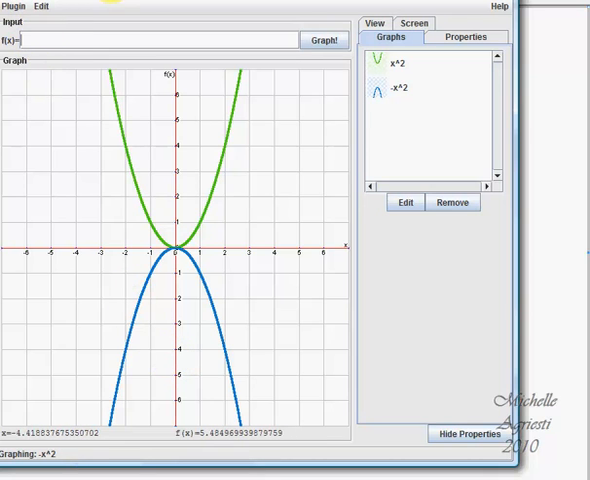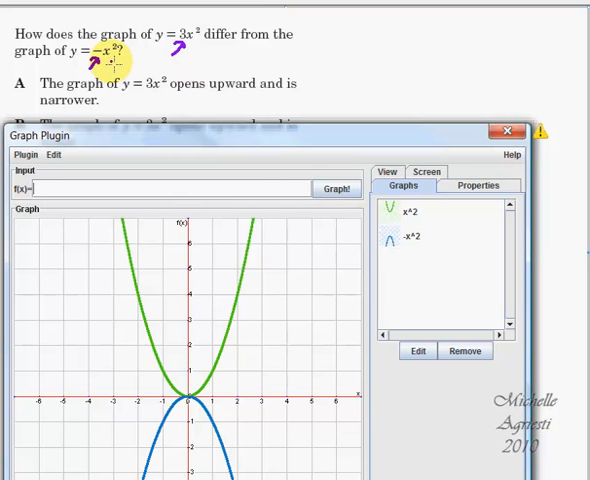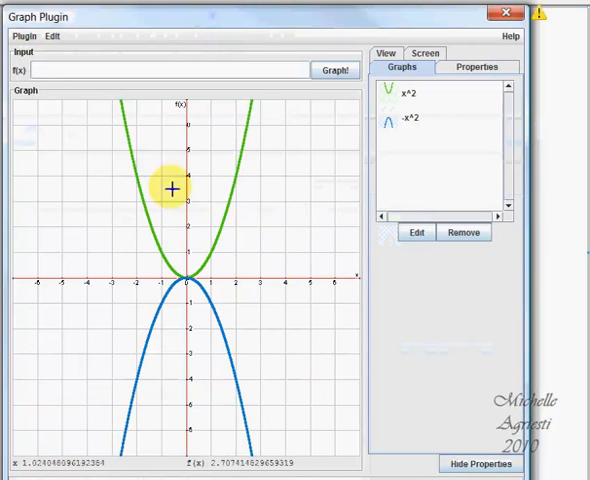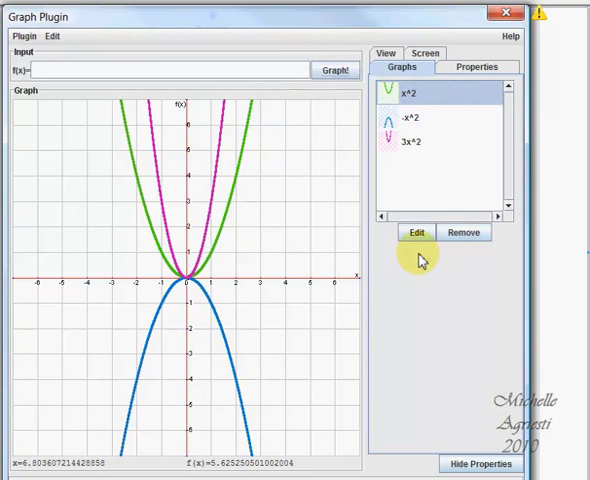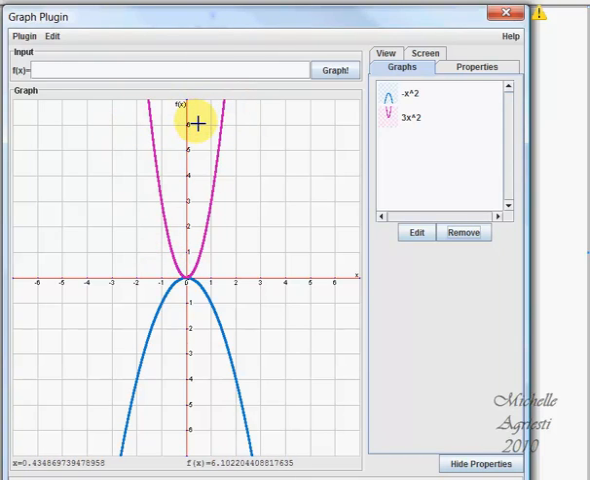I believe ours, let's just take a quick look. Yes, we want negative x squared and 3x squared. So let's put in 3x squared here. Get rid of this one, we don't need it. Okay, here's the 3x squared. It opens up. And notice when my coefficient of x has a larger absolute value, my parabola narrows. That's because the slope here is steeper. So when it's steeper, it brings it in.